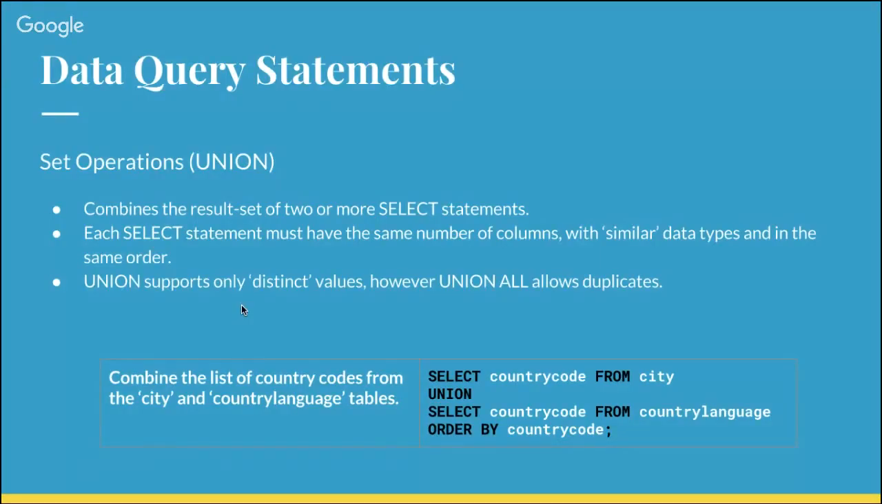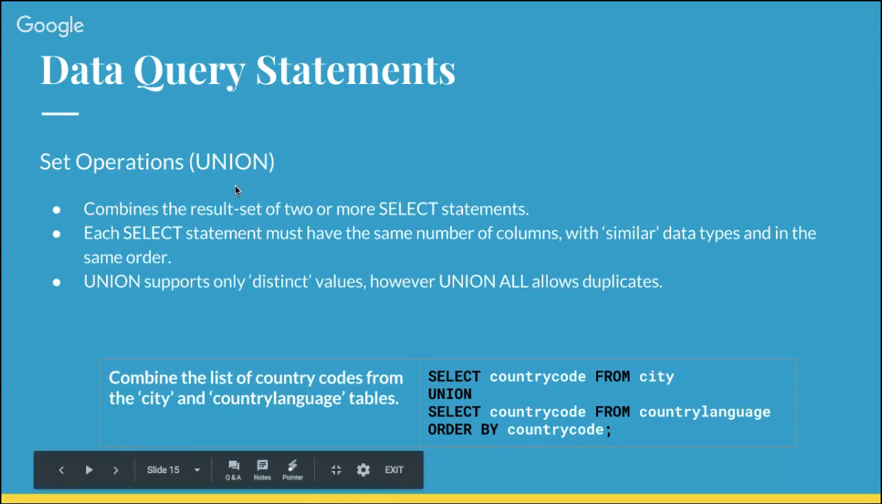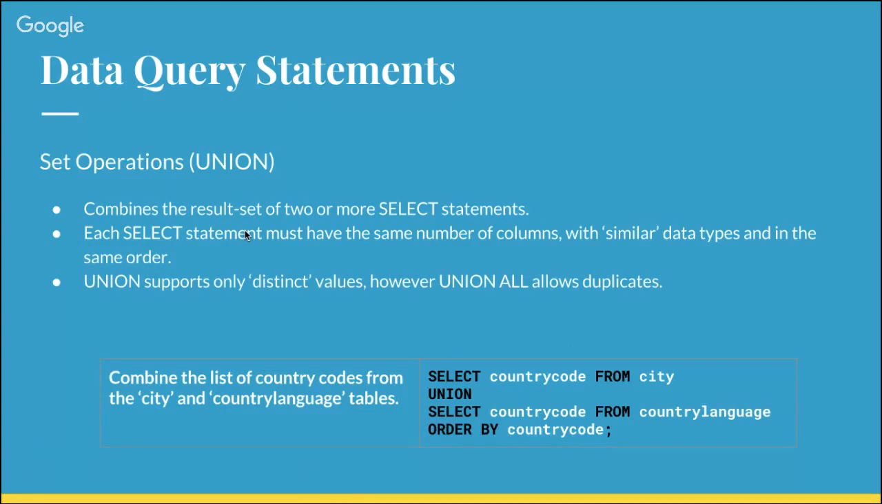Okay, set operations. Let's say you want to combine data from two tables. One way to do that is union. When you use union, it combines the result sets from two select statements. You run one select on one table and another select on another table, and then you union the result sets. Each statement must have the same number of columns. This is obvious: you cannot union a result set which has two columns with another which has five columns. They also have to have similar data types, and they have to be in the same order.